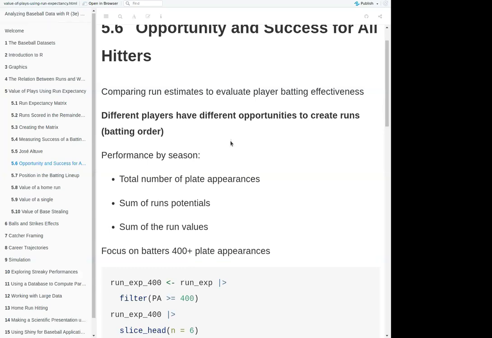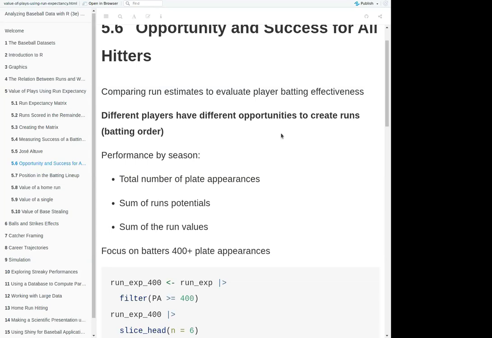So next, we're looking at the opportunity and successes for all hitters, really to put things into perspective with more players. So again, we're comparing runs to estimate player batting effectiveness. One of the big things to flag here is that different players have different opportunities to create runs. This can be based on batting order, right? Depending on where you are in the batting order can alter the amount of people that are on bases.